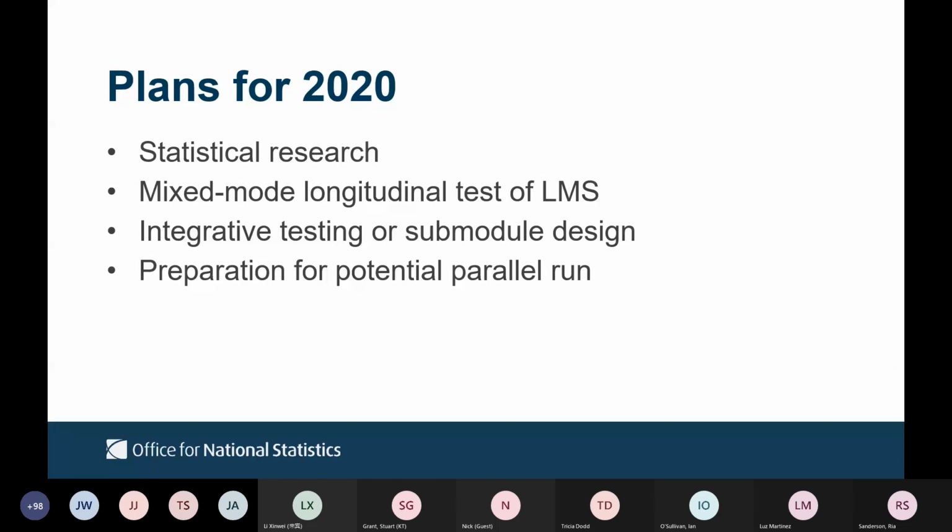So all of that was a quick reflection on our journey in relation to the opinion survey and the labour market survey as part of this transformation programme.